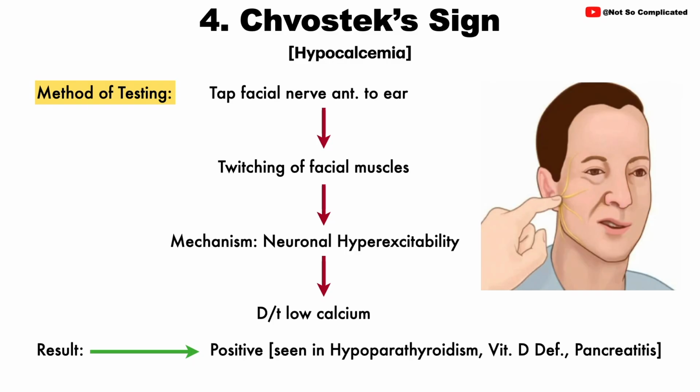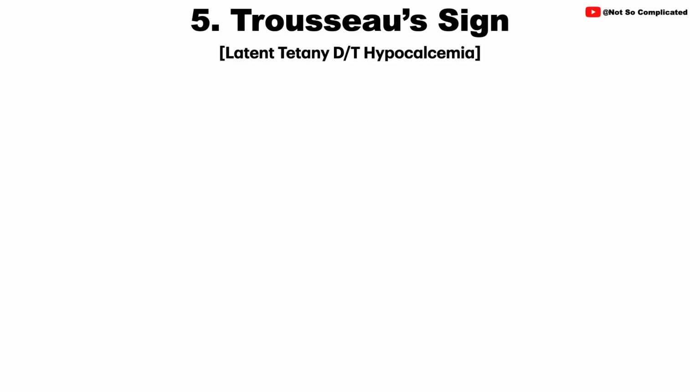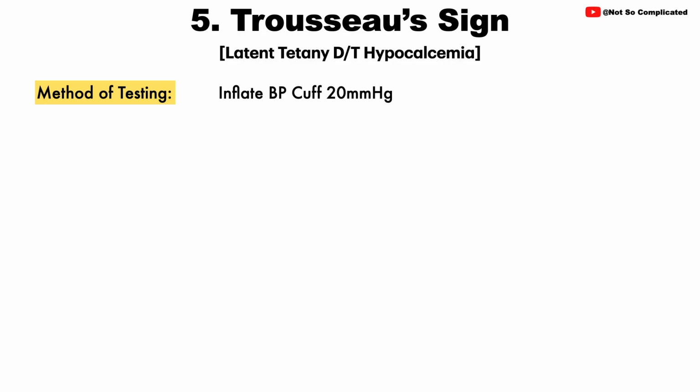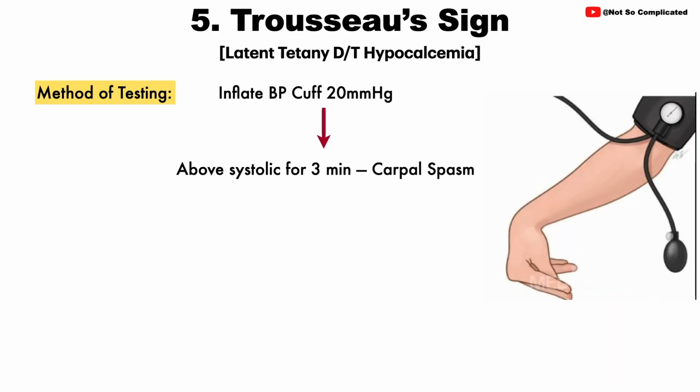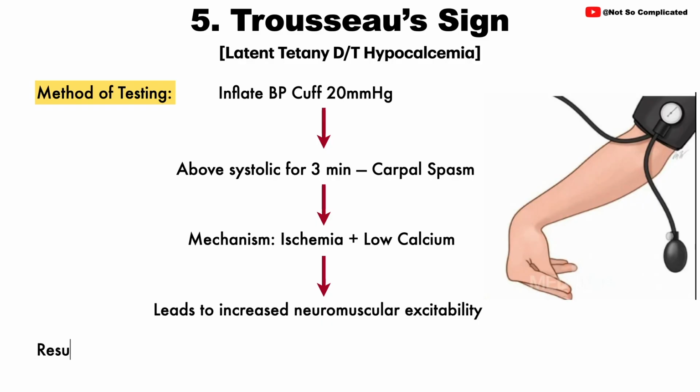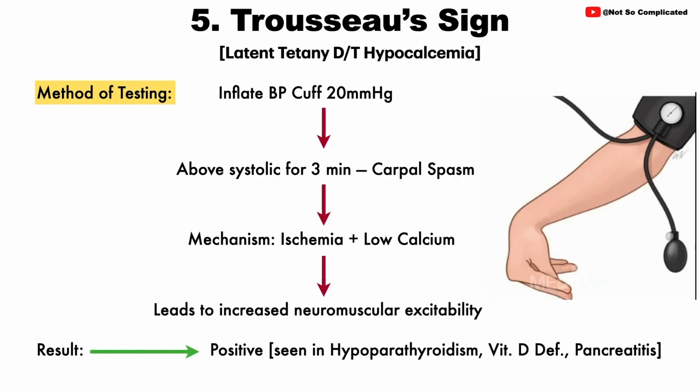The fifth sign is Trousseau sign, seen in latent tetany due to hypocalcemia. These two signs, Chvostek sign and Trousseau sign, are typically for hypocalcemia. You inflate a BP cuff or sphygmomanometer, whatever you can pronounce, 20 mmHg above systolic blood pressure for 3 minutes, and you will observe carpal spasm. The mechanism is that ischemia plus low calcium leads to increased neuromuscular excitability. The result is positive and seen in hypoparathyroidism, vitamin D deficiency, and pancreatitis.